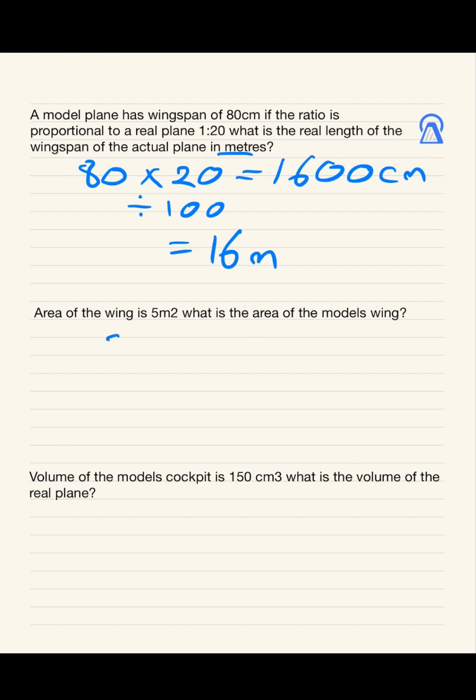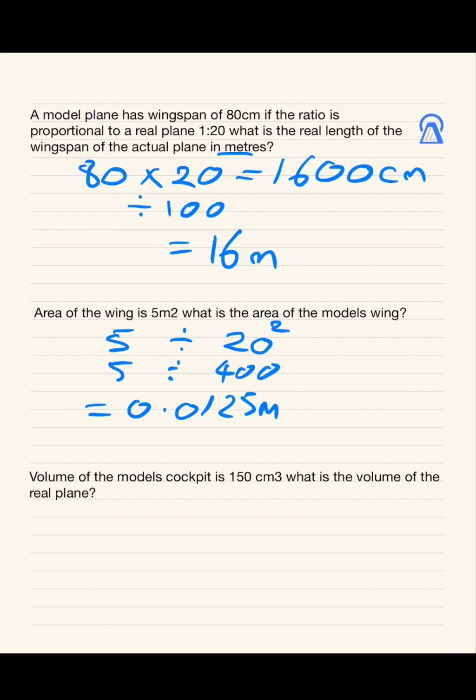So we know that 5 meters squared is in ratio to 20, but when we're talking about area, we want to square our scale factor. So we want to square our 20. So really, where we would have done the 5 meters and divided by 20, we're going to do 5 meters divided by 20 squared. So actually that becomes 5 divided by 400, which is going to give us a very small number of 0.0125, and that's meters squared, of course.